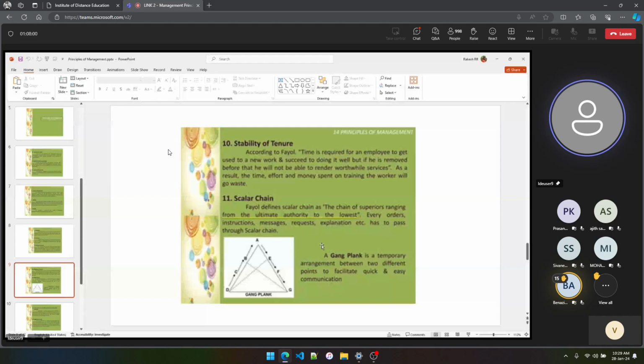So it has to go through it. For example, if a worker wants a leave, then he has to approach his supervisor. First he has to approach the supervisor, and then only he can go to the manager. But he should not go and knock on the door of the manager for everything.